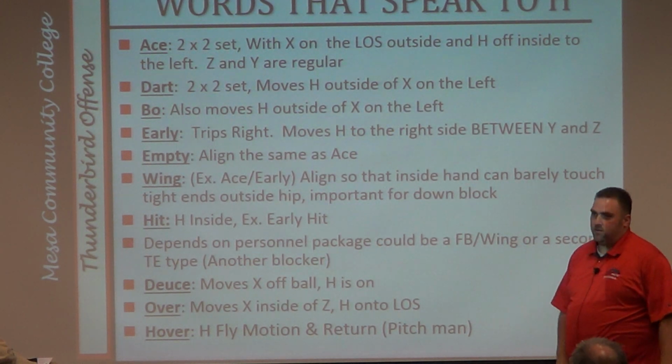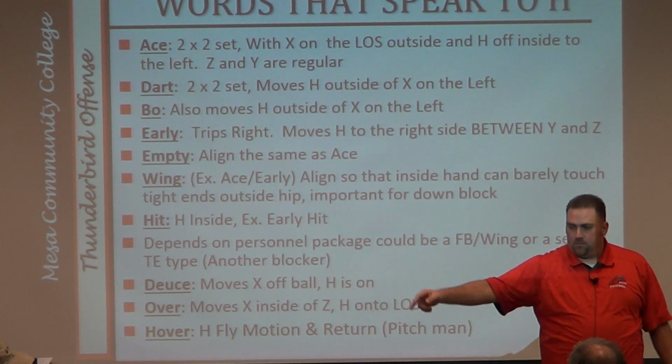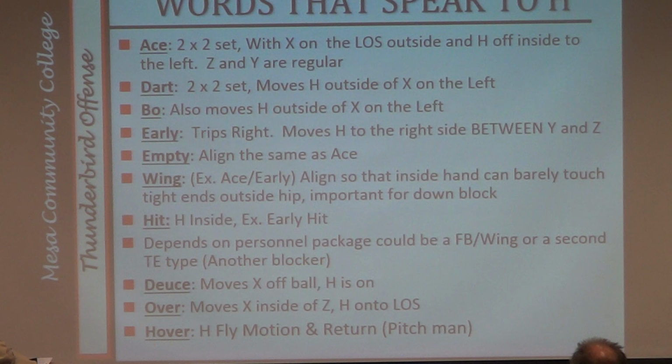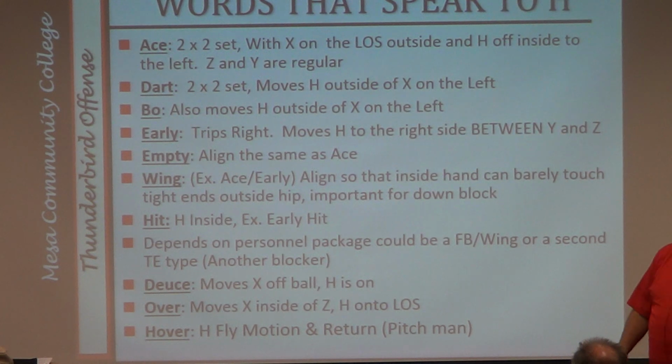Empty, we line up the same as ace, and I'll say T right or T left, for my tailback to go right or left. Wing puts the H in a wing. Ace wing, now he's on the wing. If I say early wing, then he's in the wing on the other side. There's no formation you can draw that I can't get to in two words. We can watch the Packers and the Patriots play and call every formation in two words and get our kids in it, instead of having them memorize stuff.